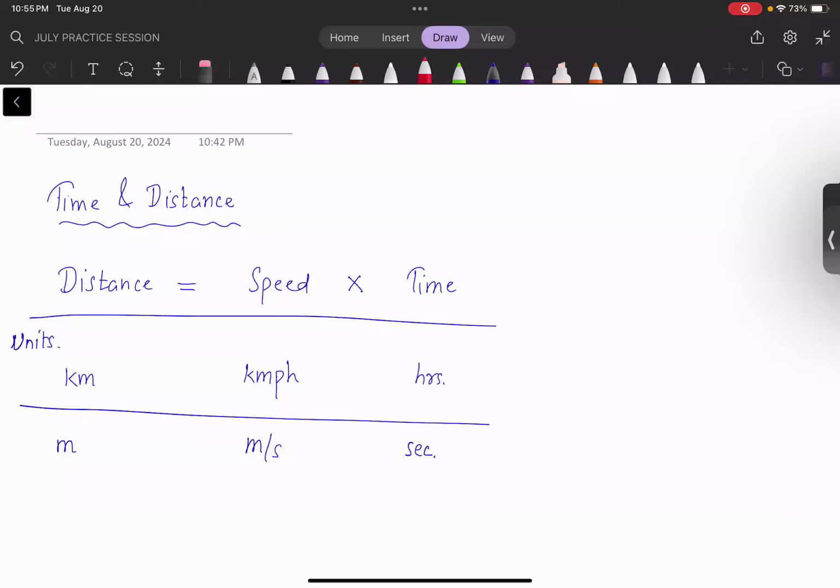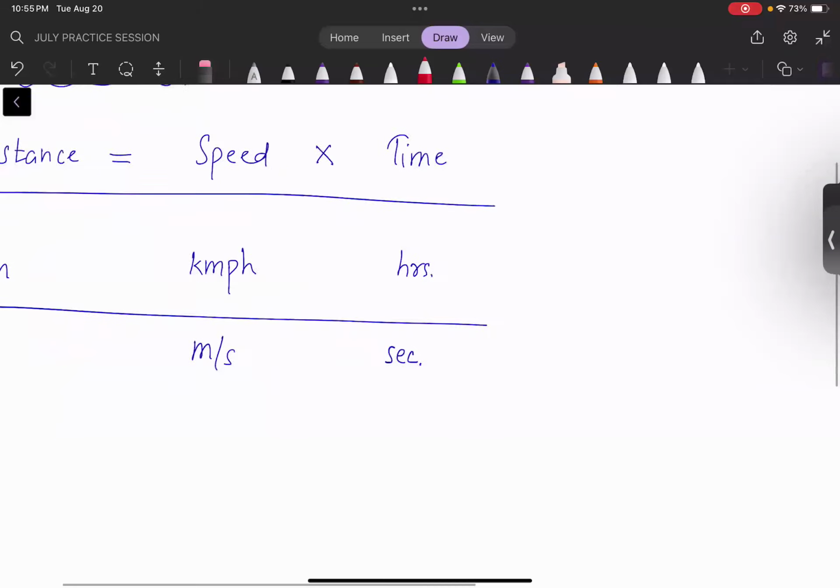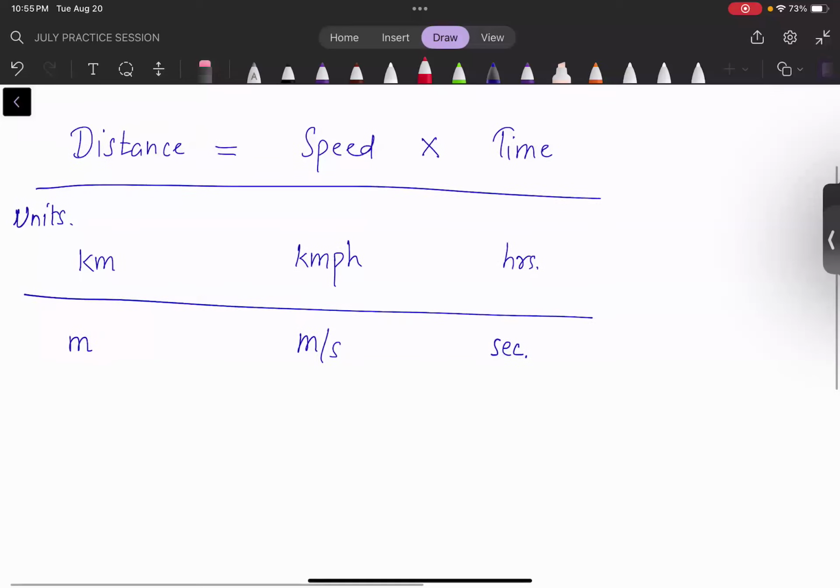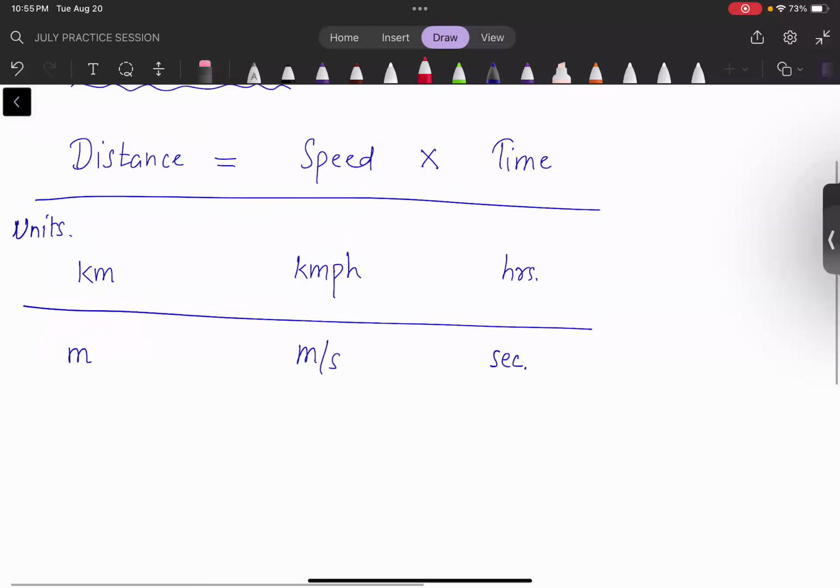First answer. 1 kilometer is how much meters? 1 kilometer, 1,000 meters. Okay. Don't say 100. 1 meter is 100 centimeters.